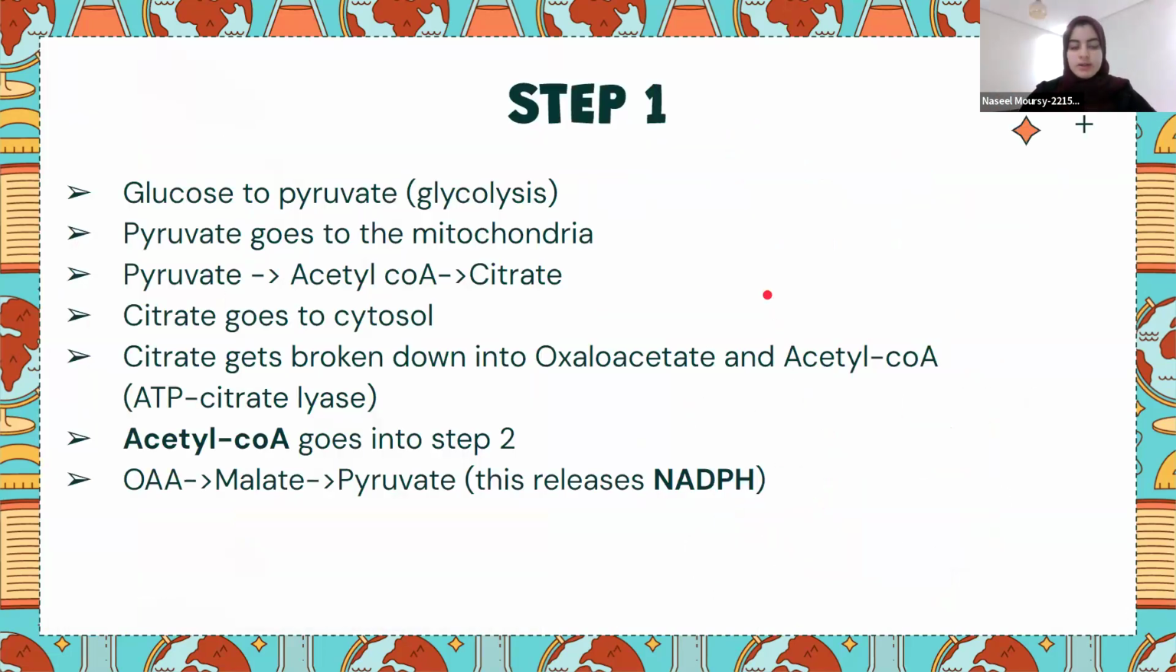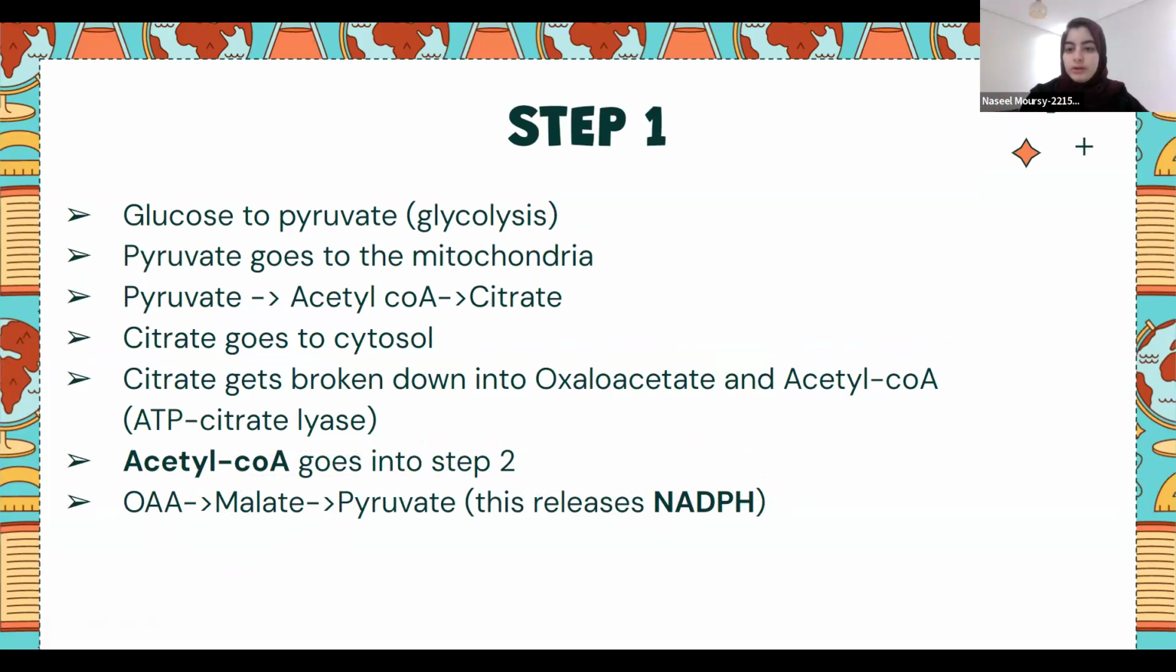So this is a summary of step 1. Glucose goes to pyruvate through glycolysis. And then pyruvate goes to the mitochondria. Pyruvate goes to acetyl-CoA to citrate. And then citrate goes back to the cytosol. It's broken down into acetyl-CoA and oxaloacetate. Acetyl-CoA goes into step 2, which we'll talk about now. And oxaloacetate goes to malate, goes to pyruvate. And then this releases NADPH. Okay? So I've highlighted the 2 things that we got out of step 1, the 2 ingredients. So is step 1 clear for everyone?